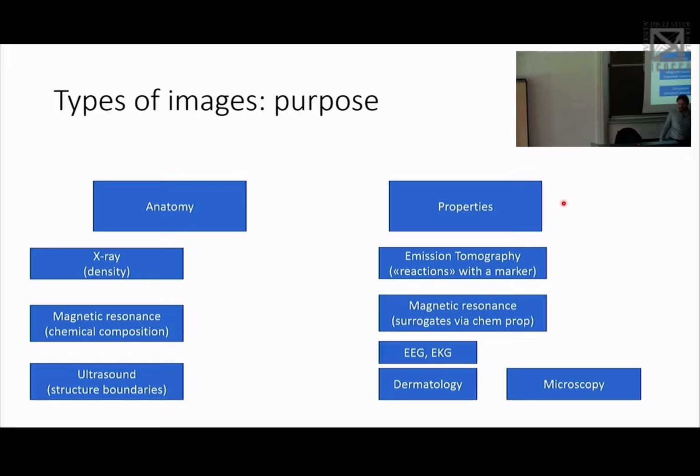Otherwise, there are different modalities that take a look at properties instead of shapes. With emission tomography, you inject a marker in the body, and you see where it accumulates. So you can see which parts of organs are activated to be receptive to that marker. Magnetic resonance, I told you, looks at chemical composition. Sometimes chemical composition can change during a process. So you don't see only shapes, but you can also see properties.